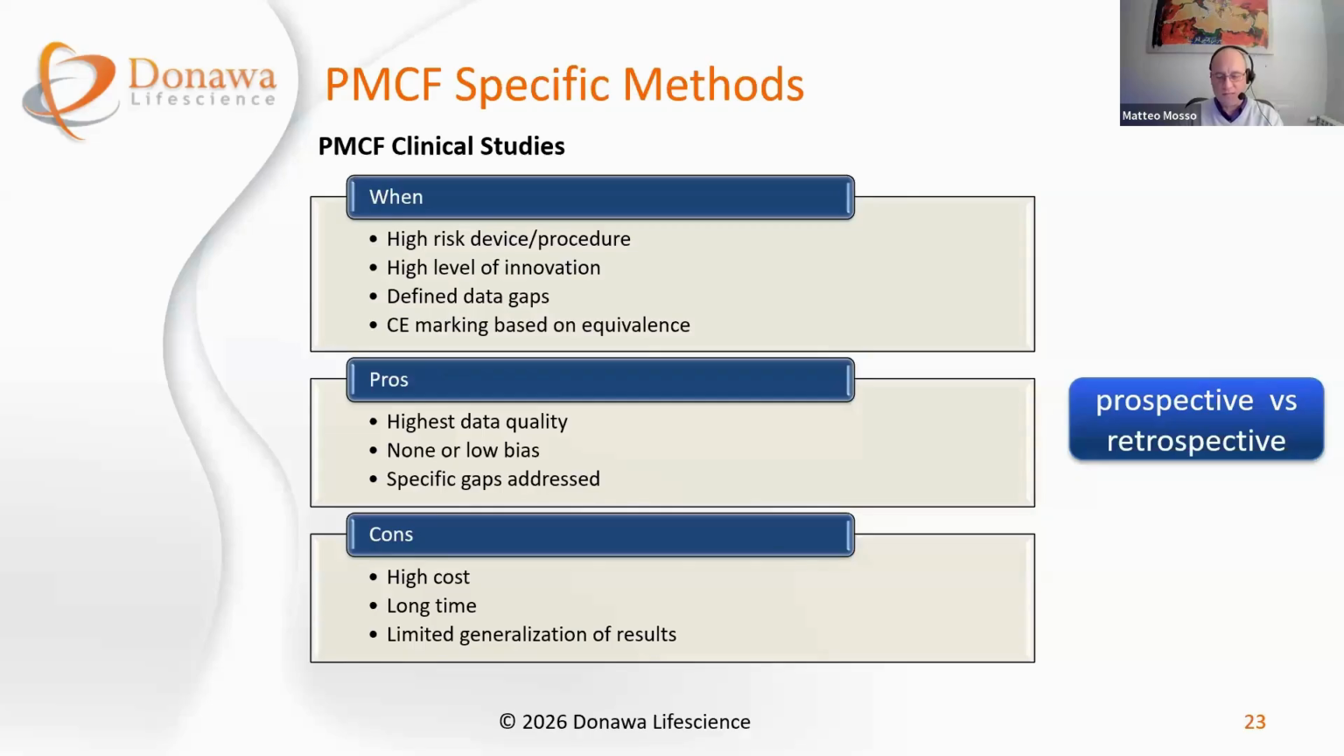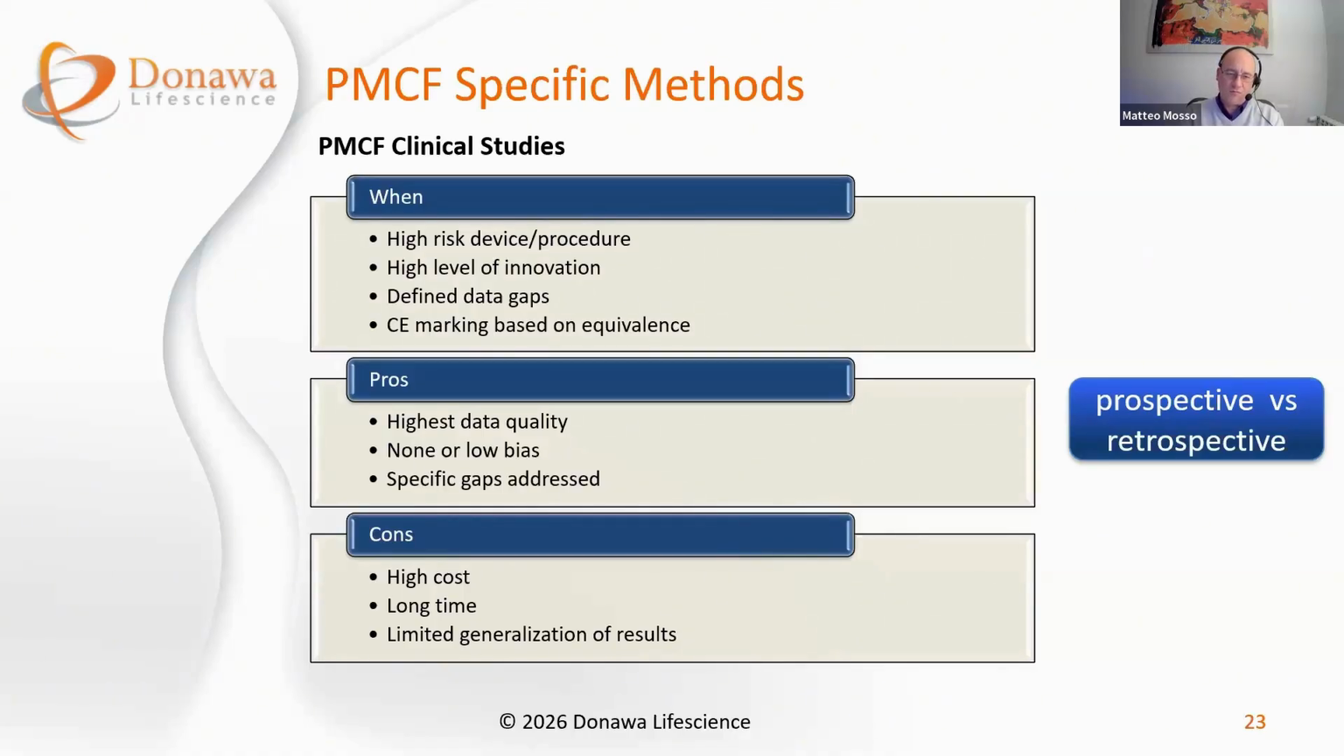Alternatively, it is also useful when we have very specific defined data gaps that we need to address, because of course the clinical study has a limited amount of data that can be collected. We do not have a very broad set of objectives. Normally, a clinical study has very defined objectives to be satisfied. And of course, also when, for example, the CE marking has been obtained on equivalence, so there are no clinical data collected so far.